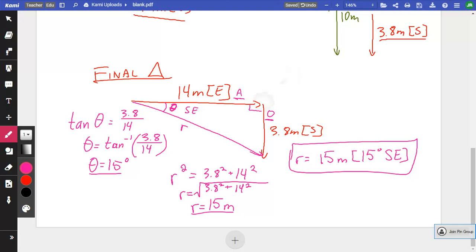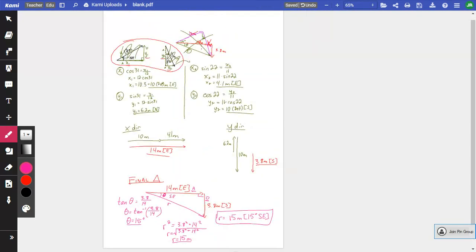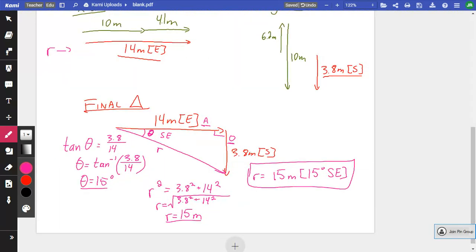So that's a big question, right? We started off with two complex vectors. Drawing them was tough, so we broke it into components. And then we found the resultant x and y components, and then we made our final triangle down here, where we found the angle, and then found the length, and the magnitude plus the direction gives us our final vector. That's it.